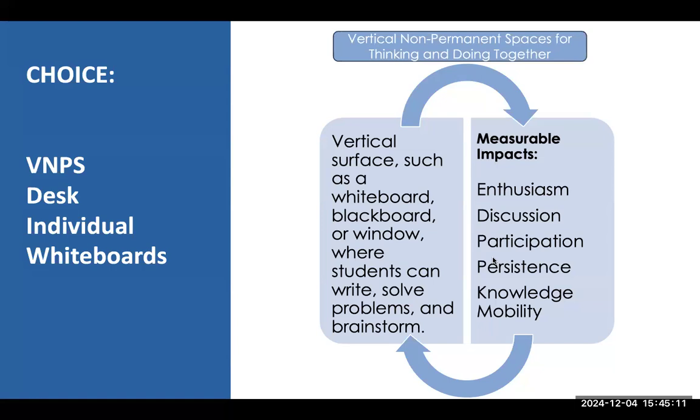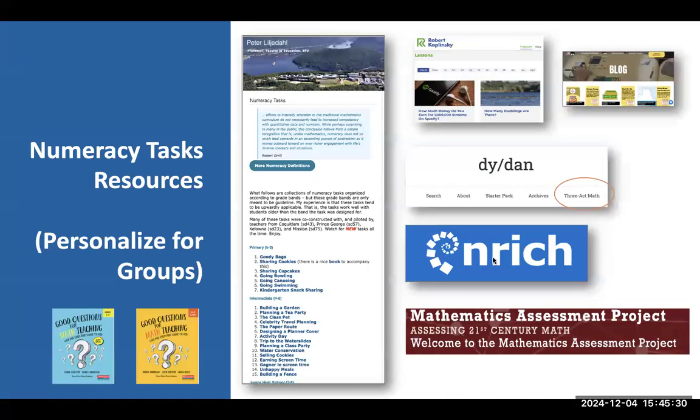And then he talks about knowledge mobility, where they start to look at each other's work, get ideas, and then further their own learning. So vertical non-permanent spaces is an option, but not all students have to engage in it. They can just use individual whiteboards or sit at desks with partners, but it's a good way to offer choice. There are a number of resources for numeracy tasks that we can offer.